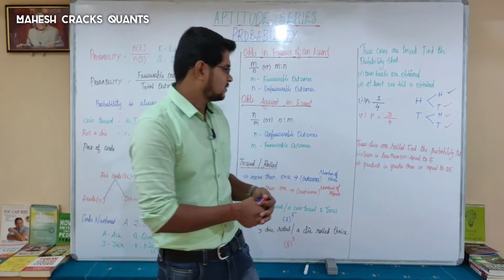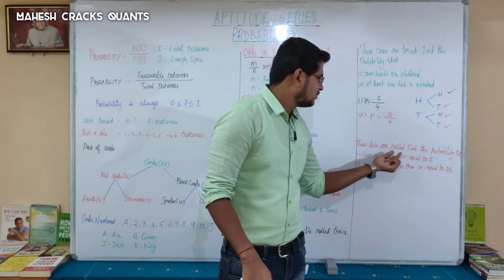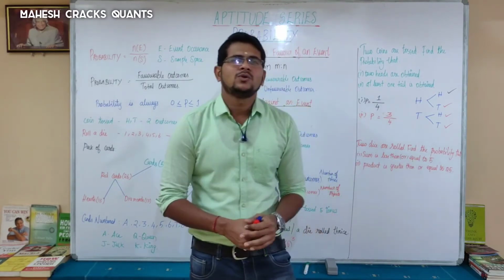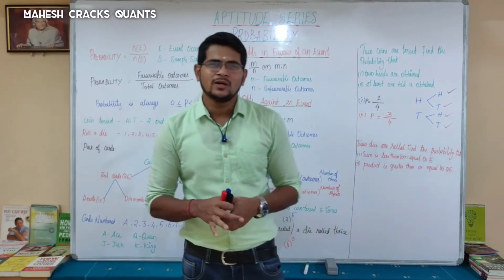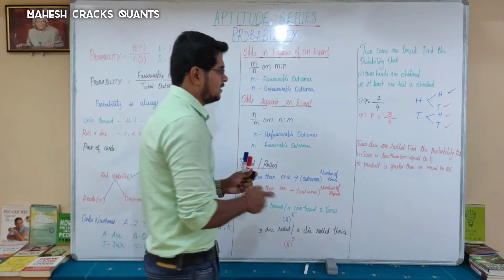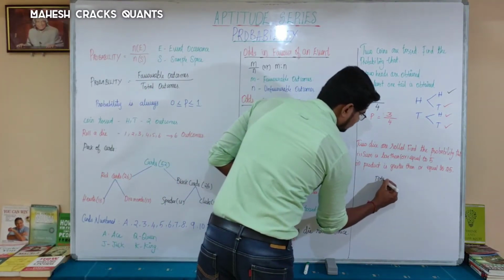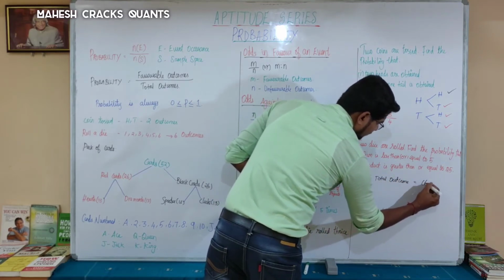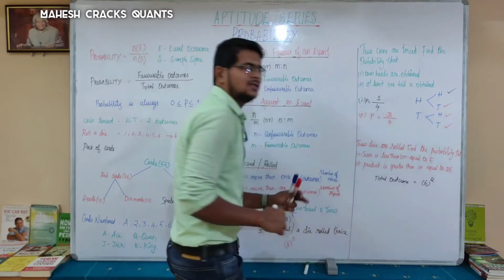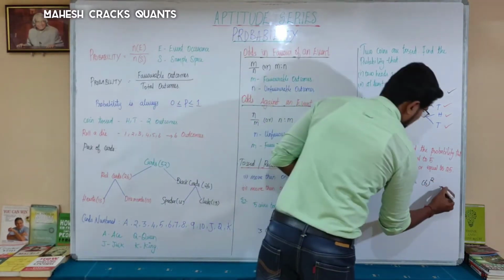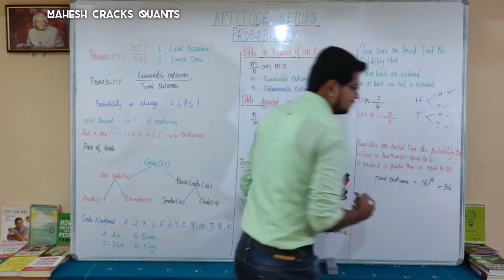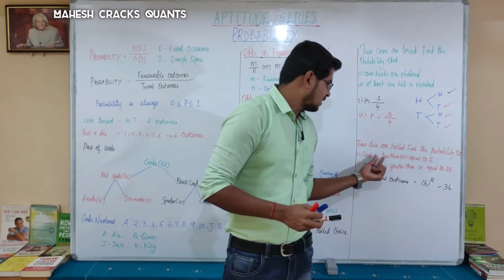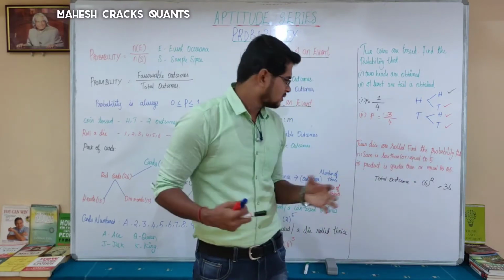Okay. Let's move on to the next question. 2 dice are rolled. Find the probability that the sum is less than or equal to 5. So 2 dice are rolled. What is the total outcome? First thing you have to take that. Total outcome is equal to number of outcomes power number of times. So 6 squared, 36 is your total outcomes.